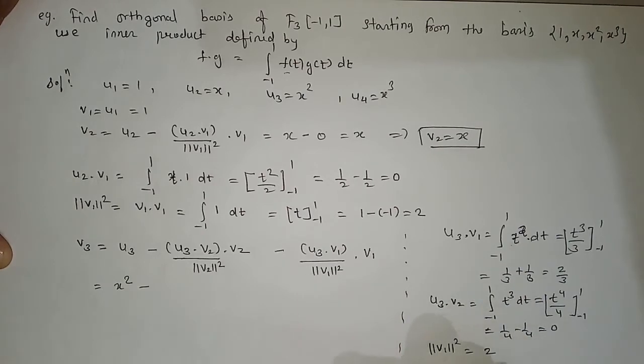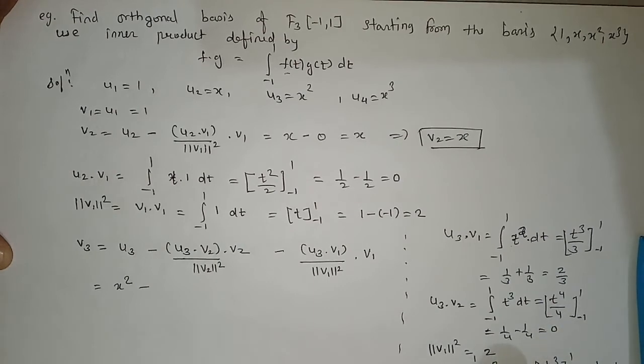Now norm of v2. So v2 dot v2 is equal to integration from minus 1 to 1. v2 we have x, so x into x, x square. So in terms of t, this becomes t square dt. So t cube by 3, from minus 1 to 1. So this becomes 1 by 3 minus minus plus 1 by 3. This is equal to 2 by 3. So norm of v2 square is equal to 2 by 3.